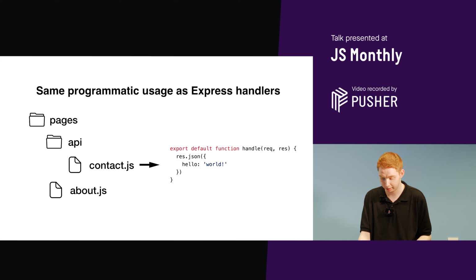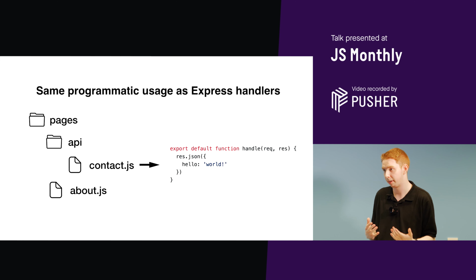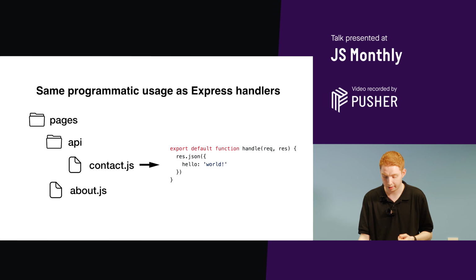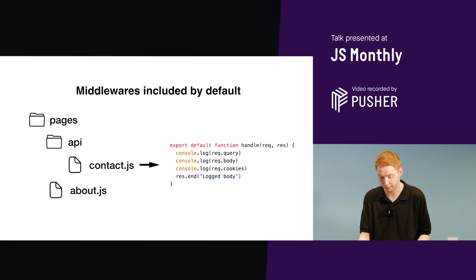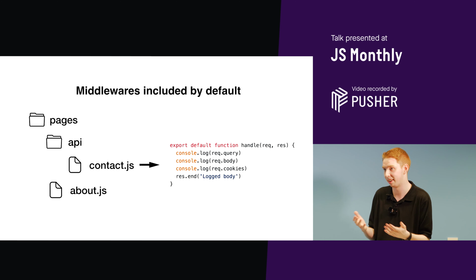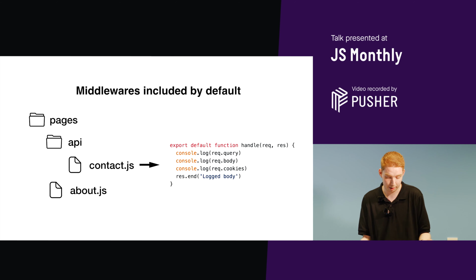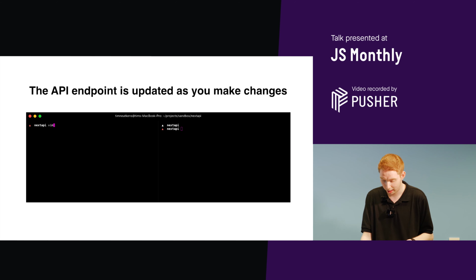And inside of that contact.js, you can use the same programmatic usage as Express. So you get request and response, and you can do res.json, which returns some JSON data, but you can also send files back and that kind of thing. Some of the middlewares from Express are also included by default, so that you don't have to configure them. So you have request.query, request.body, request.cookies, which is not the default in Express, but we include it by default because everyone has it in their server. And then you end it with logging the body, basically.